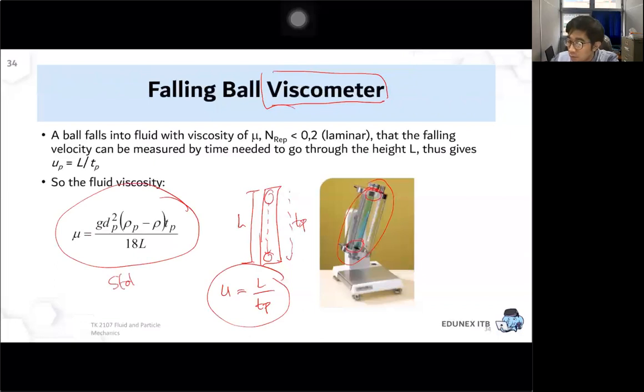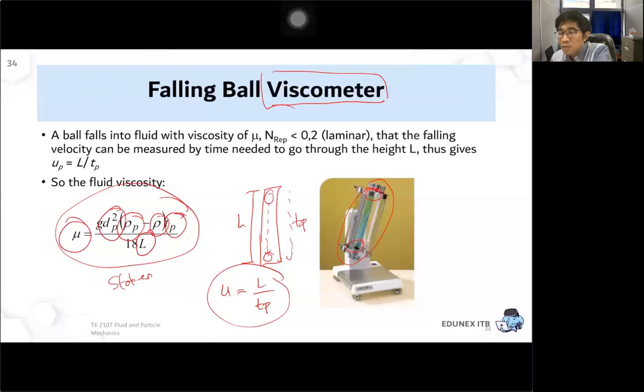Then by using the Stokes equation, you can get the value of the viscosity, because you already know the density of the ball or particle and the density of the liquid. You measure the time, you have the value of the length and the value of the particle diameter, and then you calculate the viscosity. This is one example of the application of the falling particle concept.